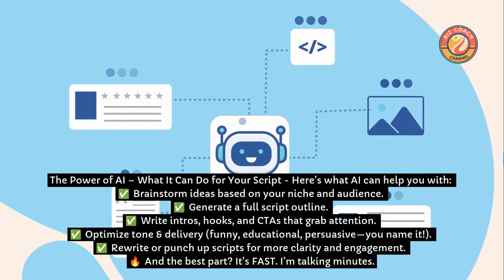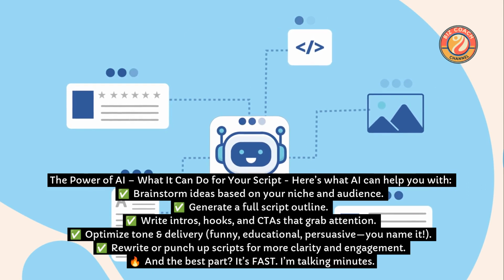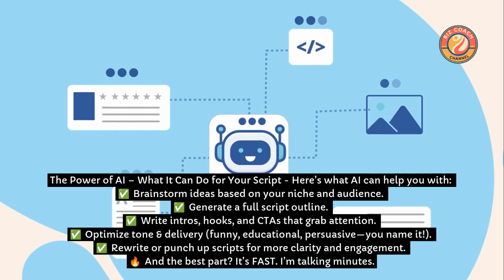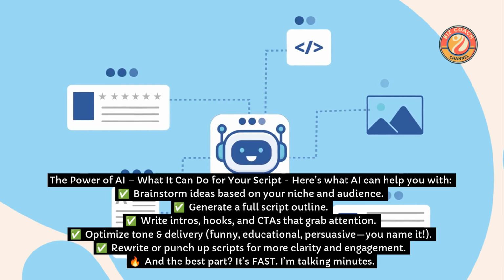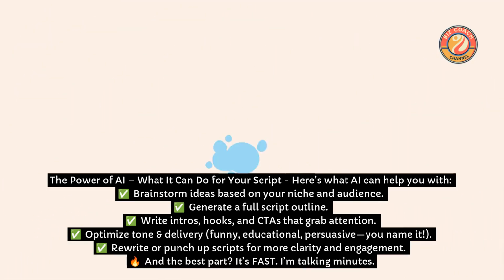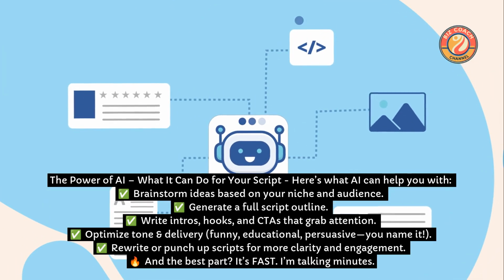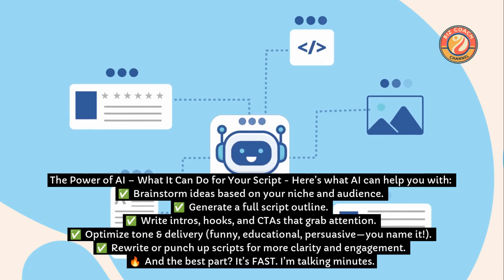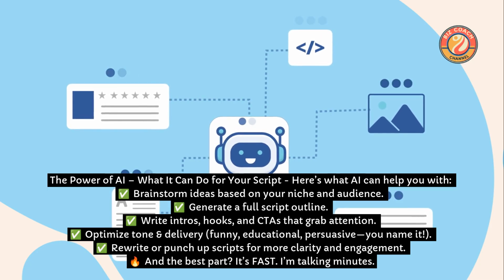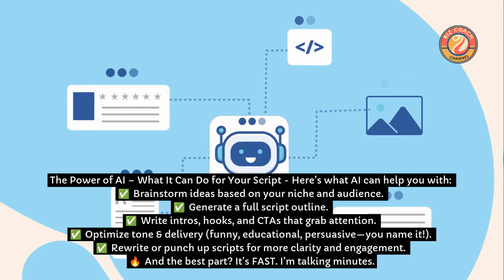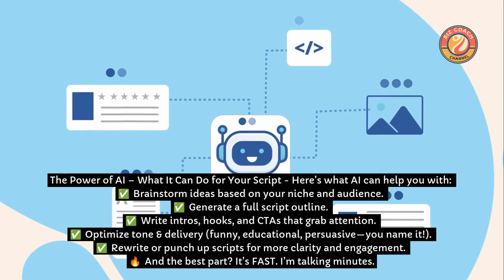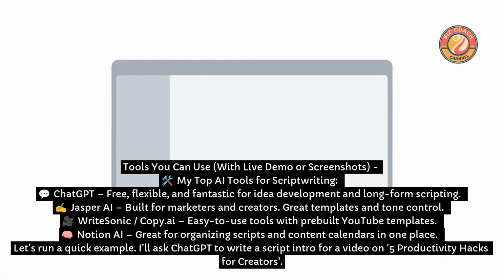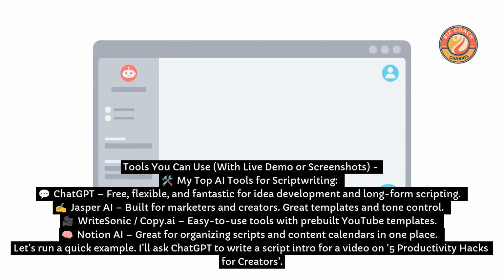The power of AI, what it can do for your script. Here's what AI can help you with. Brainstorm ideas based on your niche and audience. Generate a full script outline. Write intros, hooks, and CTAs that grab attention. Optimize tone and delivery: funny, educational, persuasive, you name it. Rewrite or punch up scripts for more clarity and engagement. And the best part? It's fast. I'm talking minutes.